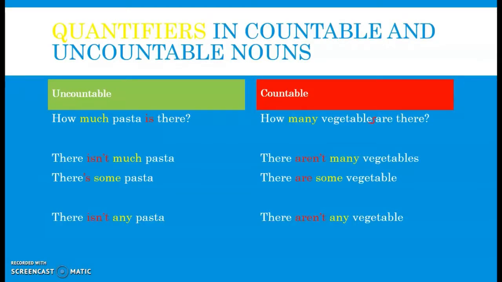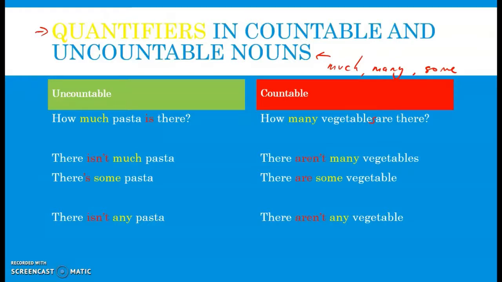Next, we shall look at the quantifiers in countable and uncountable nouns. So quantifiers are words that we use to indicate the quantity of a noun without being specific. For example, the words much, many, and some are some examples of quantifiers.